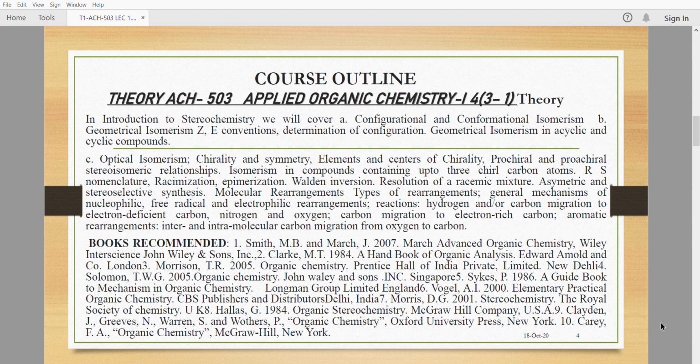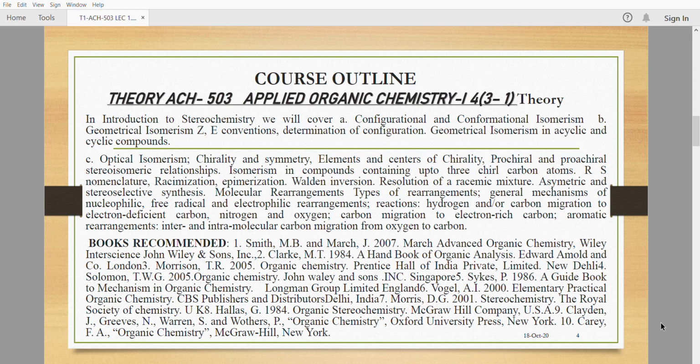There we will discuss elements of symmetry, centers of symmetry, and how these elements and centers of symmetry produce chirality. Prochiral, I have discussed in the previous slide: any compound which is itself not chiral, but when any reagent attacks that prochiral center, after attacking, that carbon or that center becomes chiral. It has a tendency to form a chiral compound.